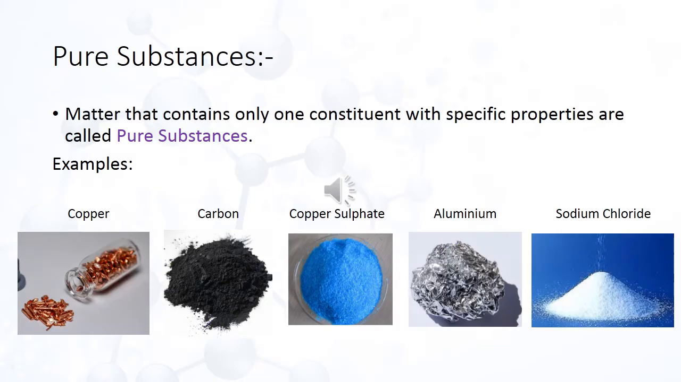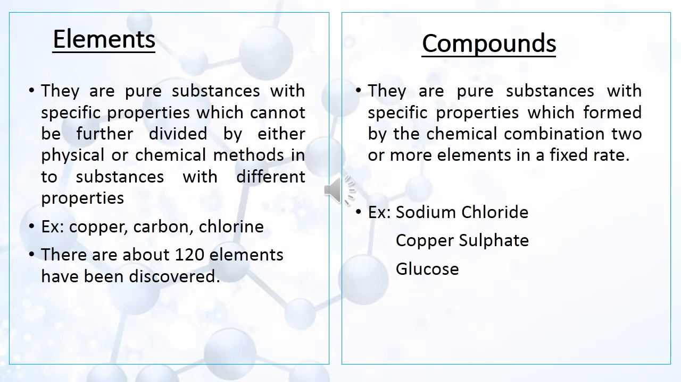Firstly, we will see what are pure substances. Matter that contains only one constituent with specific properties are called pure substances. Examples: copper, carbon, copper sulfate, aluminium, sodium chloride. A pure substance can be an element or a compound.